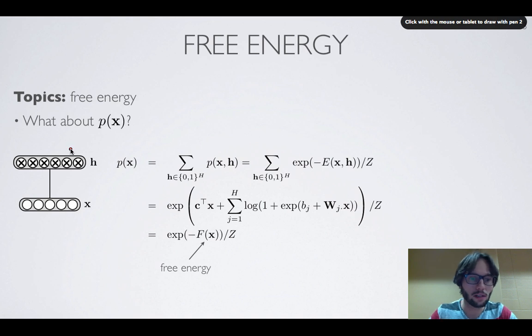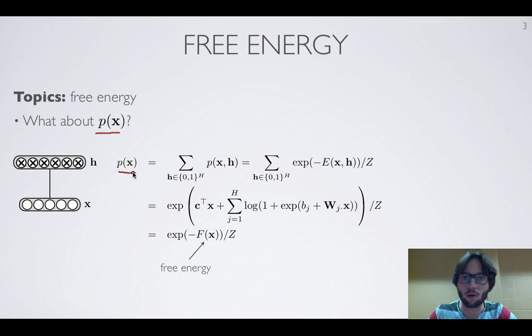So what does P of X look like? If we wanted to write it down, we can write it down as just the sum over all potential binary vectors, so binary patterns we could get at the hidden layer, of the probability of observing that hidden layer with the given value of X. And now we can just write down what P of X and H is, just the exponential of the negative energy divided by the partition function.